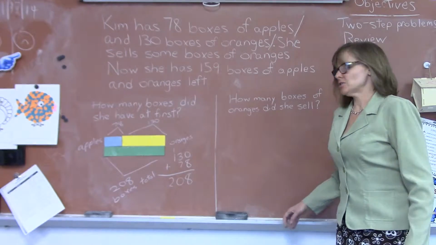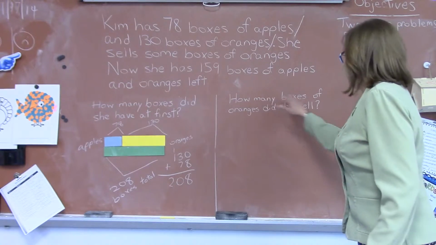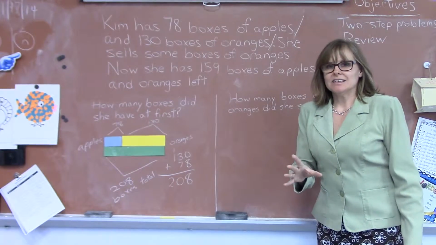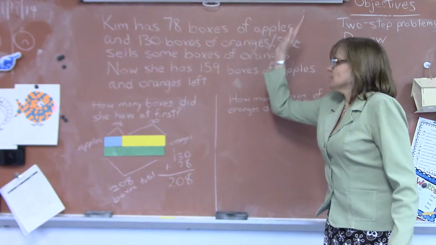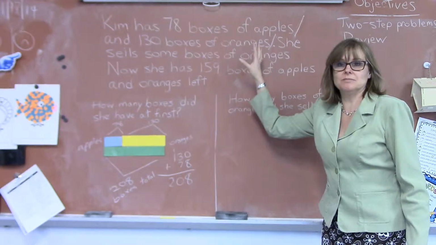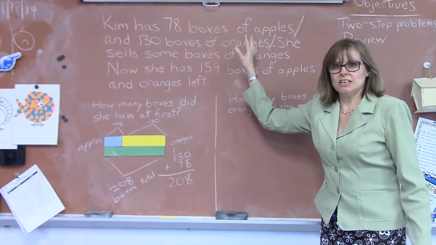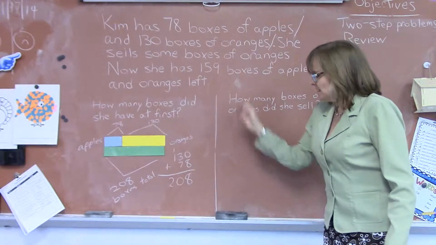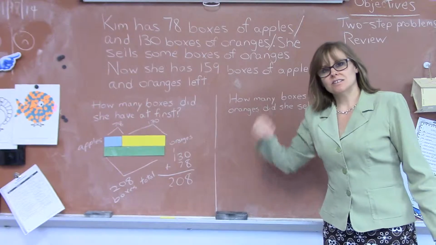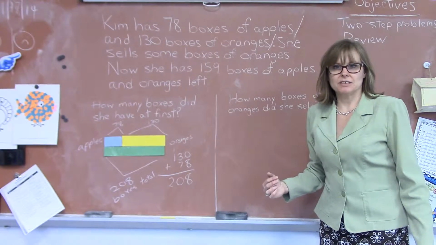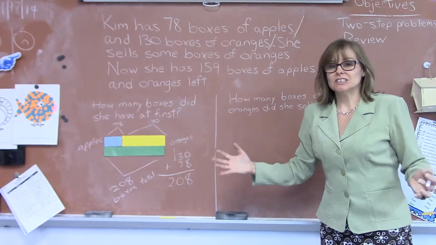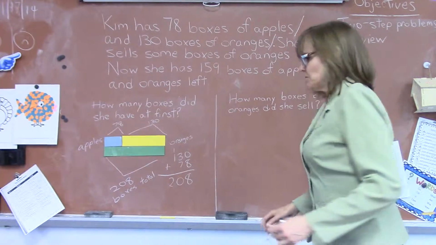All right guys, for the next question. The next question is, how many boxes of oranges did she sell? First thing you gotta realize is she never sold any apples. According to our information in the problem, the number of apples never changed. So, if we look at the number of boxes that she started out with, and then look at the number of boxes that she wound up with, the only difference there is the number of oranges that she sold. So let's take a look at the bar model for that.